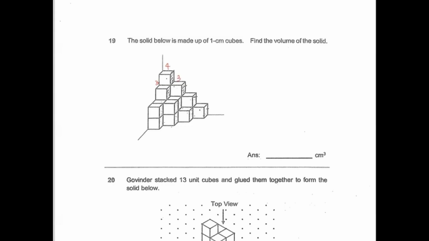Then the two layer columns. 1, 2, 3, 4, 5. Okay, maybe let me write down. So 4 plus 2 times 3 plus 5 times 2. Then the last layer, 1 only, 2 times 1. Okay, so this is 4 plus 6 plus 10 plus 2. This will give us 22. So answer 22 cubic cm.